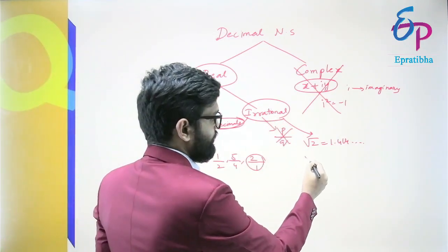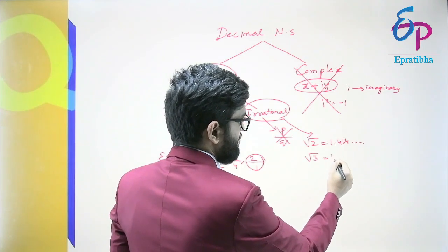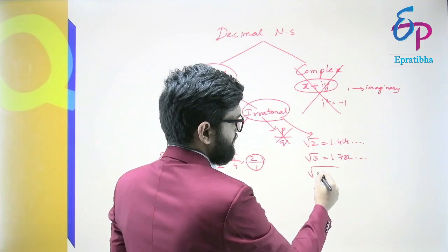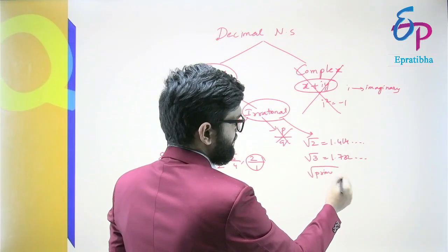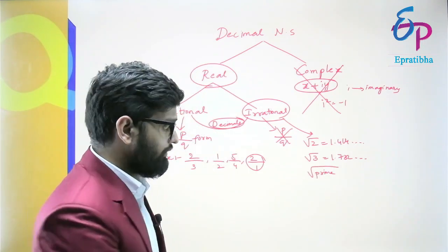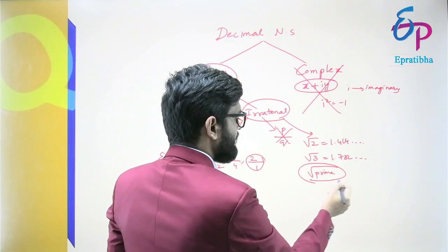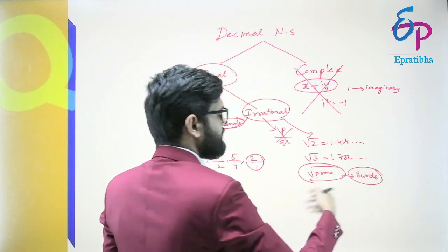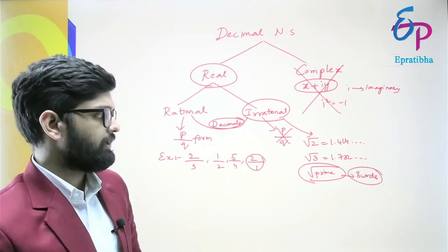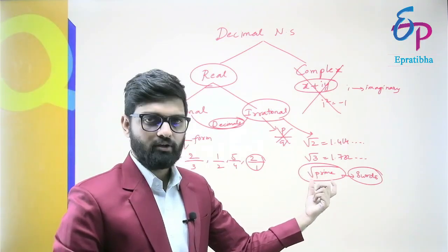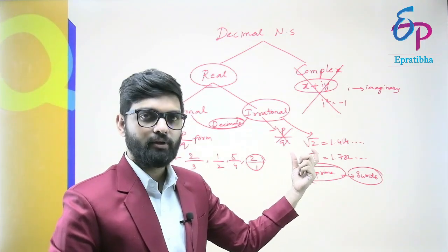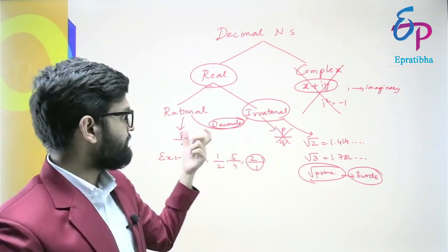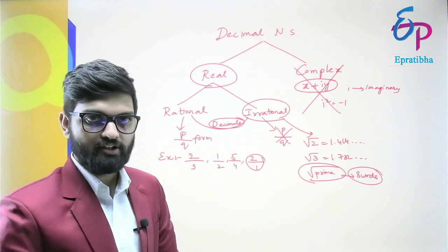If you want one more example, root 3 value is 1.732. If you take any prime number under root, these numbers we always call irrational numbers. We call them surds as well. That is a different chapter, which we will also see along the way. But any number which you can't write in the form of p by q, you call an irrational number. That is the basic difference between a rational number and an irrational number.